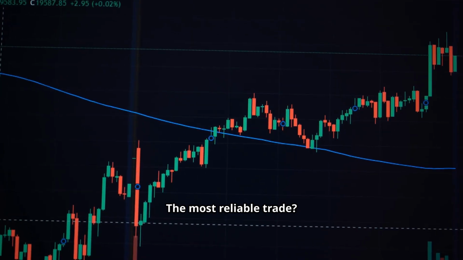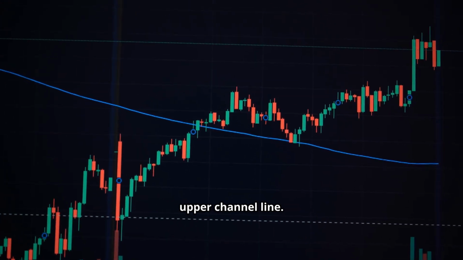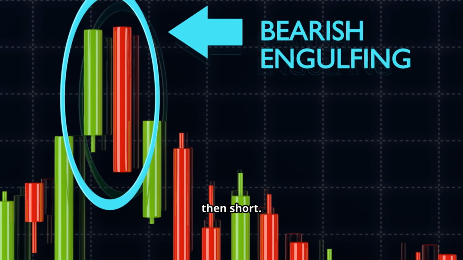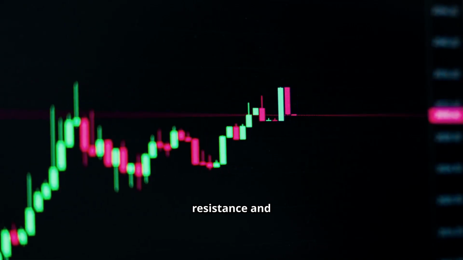The most reliable trade? Shorting near the upper channel line. Wait for price to test resistance, confirm with a bearish candlestick, then short. Place your stop loss above resistance and target the lower support line.